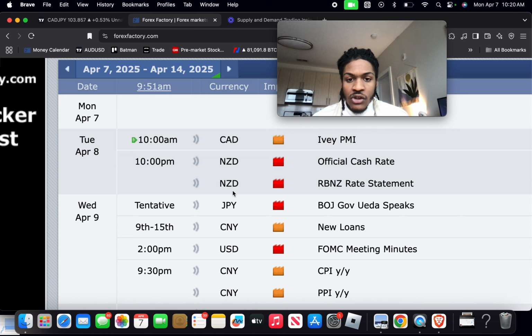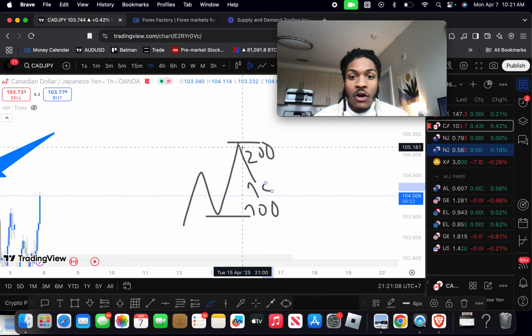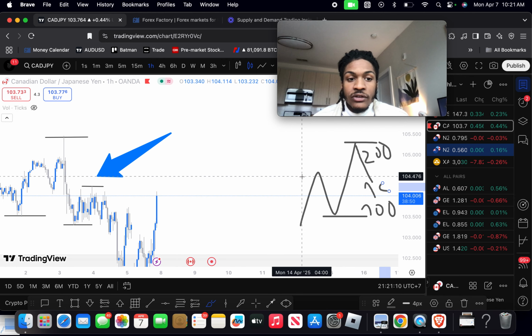So on the money calendar, it shows us that New Zealand's moving at 10 p.m. and CAD is moving at 10 a.m. I don't need to be in the market for New Zealand or look at the charts really until evening if I wanted to. So I'm going to focus on the 10 a.m. news, which is happening tomorrow, because today is April 7th, Monday, and there's no news today really, and tomorrow is Canada. So the first thing I'm going to do is go on my TradingView chart.